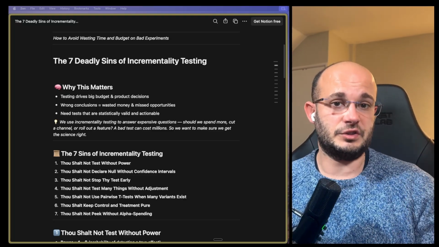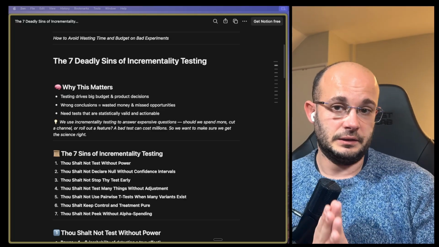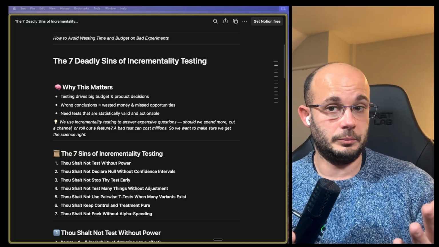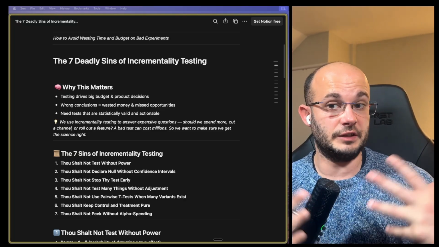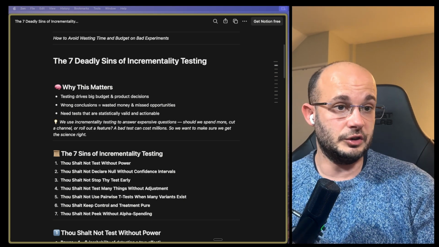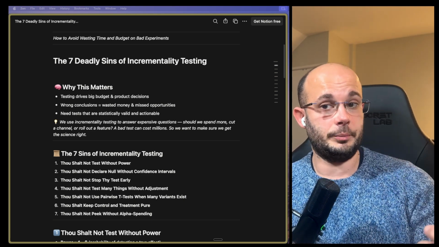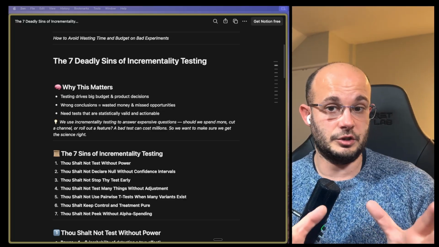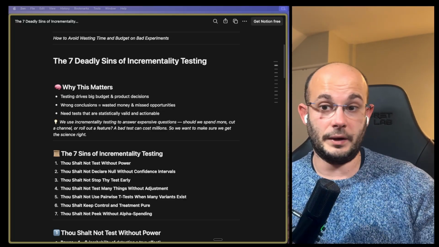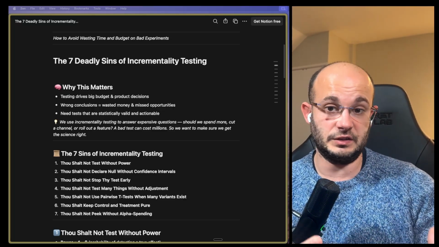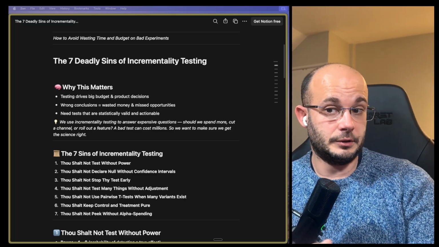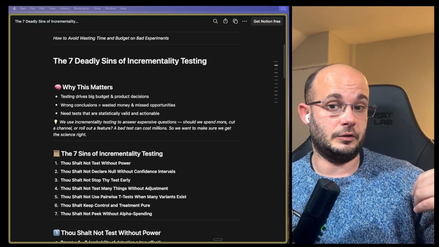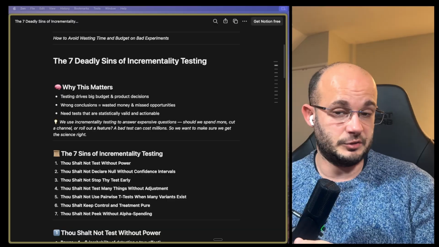Essentially, there are 7 sins of incrementality testing. Thou shalt not test without power. Thou shalt not declare the null without confidence intervals. Thou shalt not stop thy test early. Thou shalt not test many things without adjustments. Thou shalt not use pairwise t-tests when many variants exist. Thou shalt keep control and treatment pure. And thou shalt not peek without alpha spending.